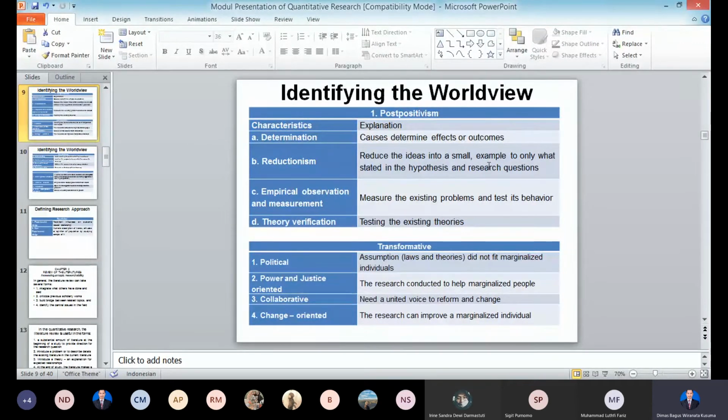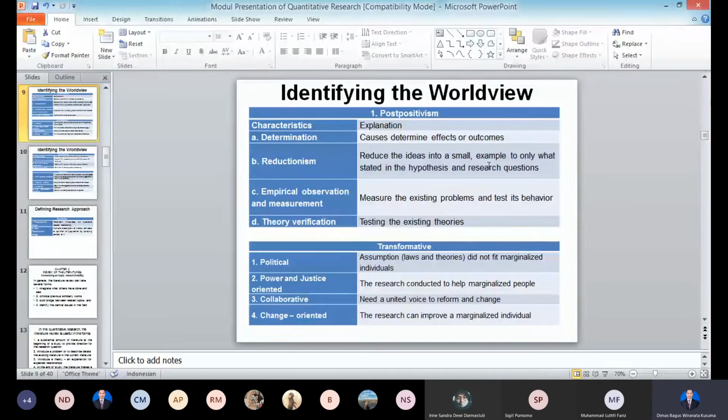And the third one is empirical observation and measurement. You measure the existing problem and test its behavior. Exactly, this is quantitative research. Having understood the independent and dependent variables, you try to relate those things by using some methods such as aggregation, and so forth. Then you obtain the positive or negative relationship. So this is based on empirical observation and measurement.